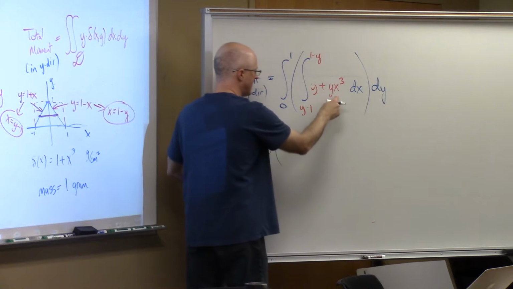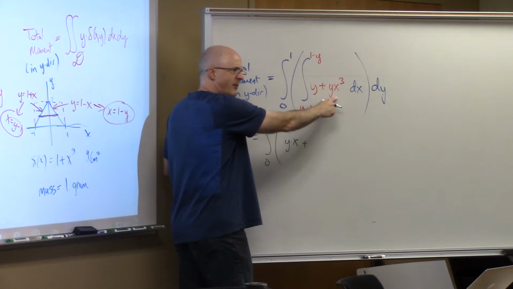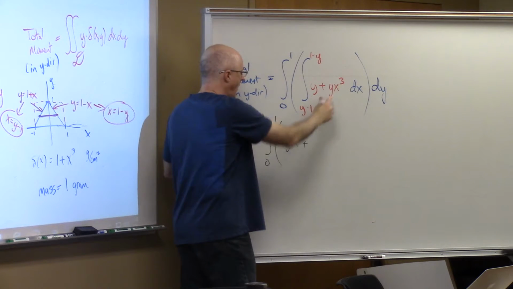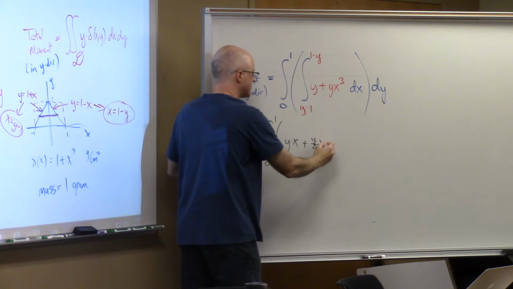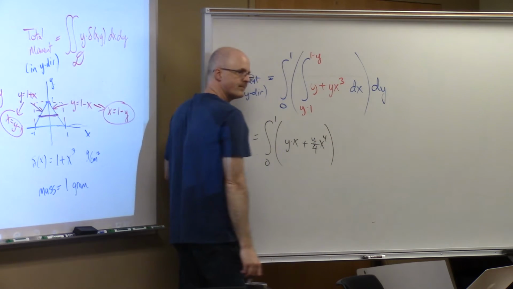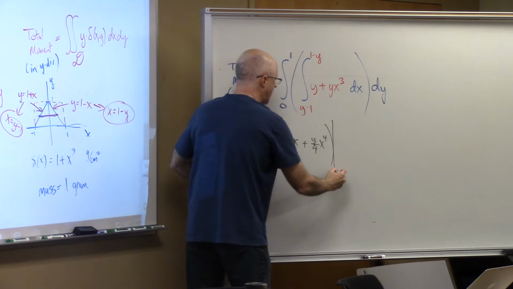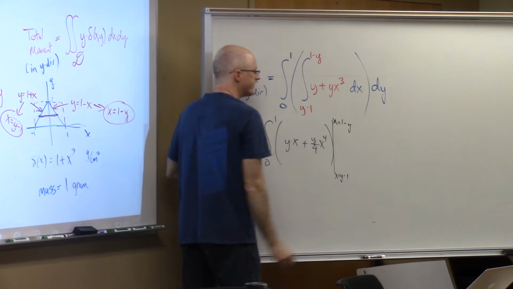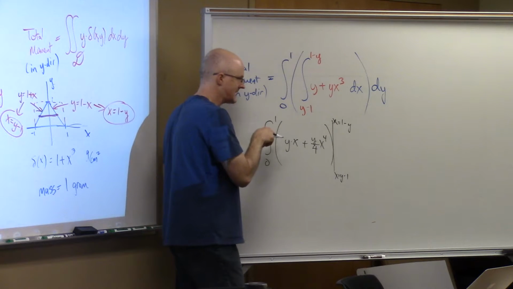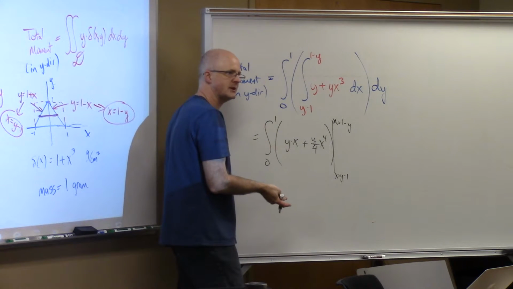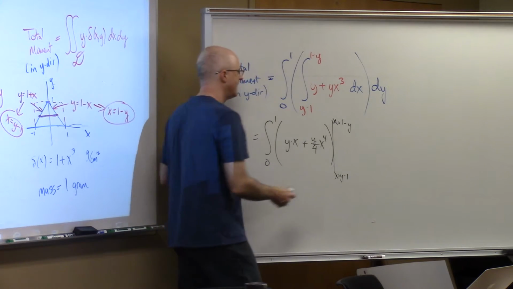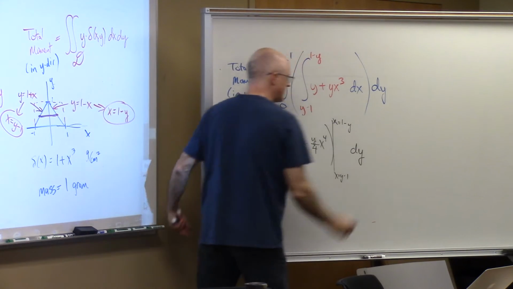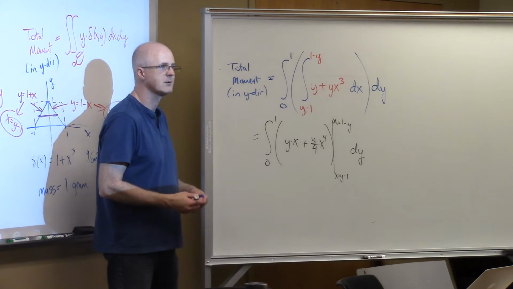Integrate this one with respect to x. If y were 10, you'd get 10 fourths x to the fourth. It's not a 10, it's a y. You get y over 4 times x to the fourth. This gets evaluated from x equals y minus 1 to x equals 1 minus y. In other words, replace x first with 1 minus y, and then subtract what you get when you replace x with y minus 1. And in the end, after you do that, you'll get something that only depends on y, which you'll integrate with respect to y.